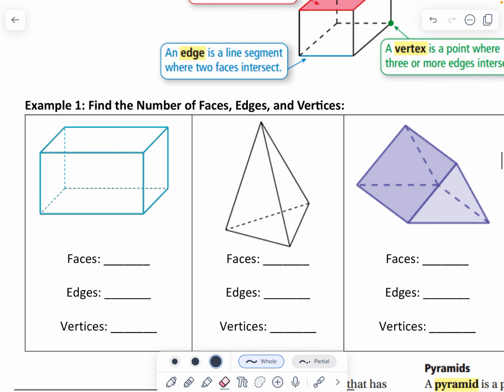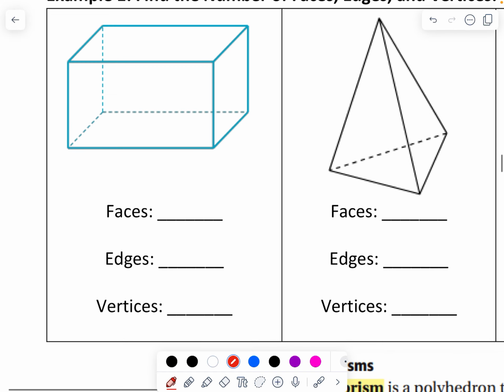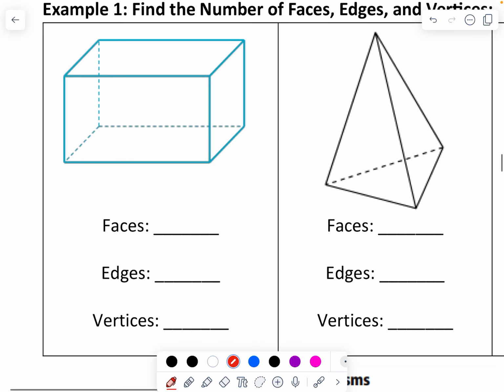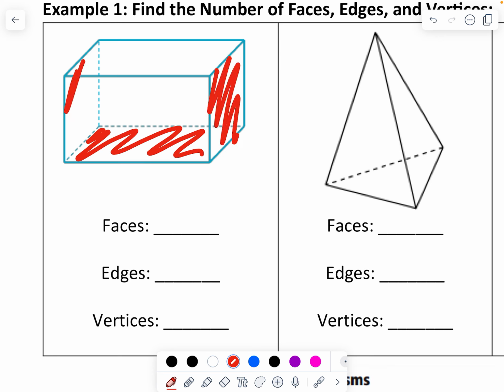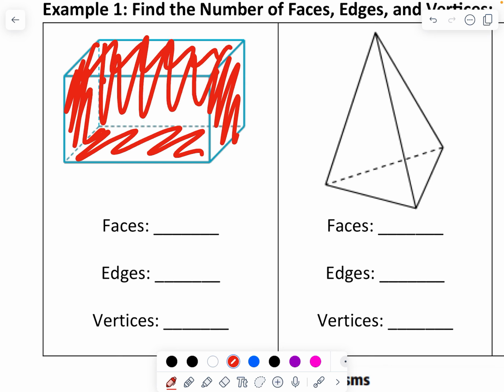So on these examples, we are going to find the number of faces, edges, and vertices. Okay? So looking at this, it's a rectangular prism. So we have one face on the bottom, one face over on the right, one face on the left. We have the top, and then we have the back and the front. So the back is up there, the front is there. So this has 6 faces. Think of it as a cube or a die. Think of it as your cereal box.